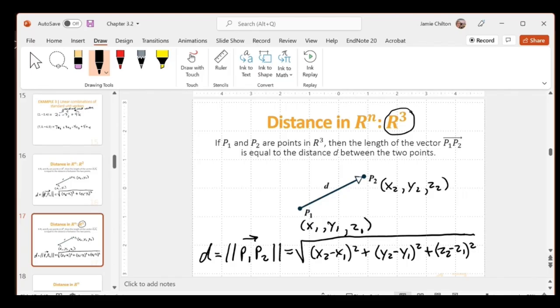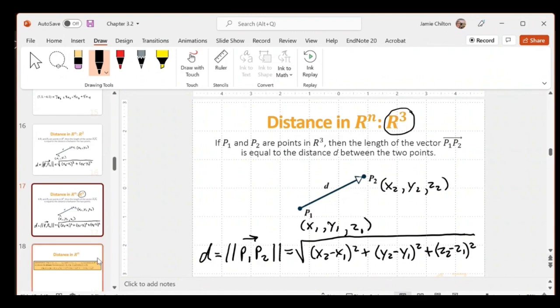Now, you do need to make sure that you take note of the direction, because then you're going to know which one you need to subtract from which. So here we considered P2 our terminal point, so then we subtracted x2 minus x1, we did y2 minus y1, and we did z2 minus z1. So here we have found the distance between P1 and P2. All right, so got that.